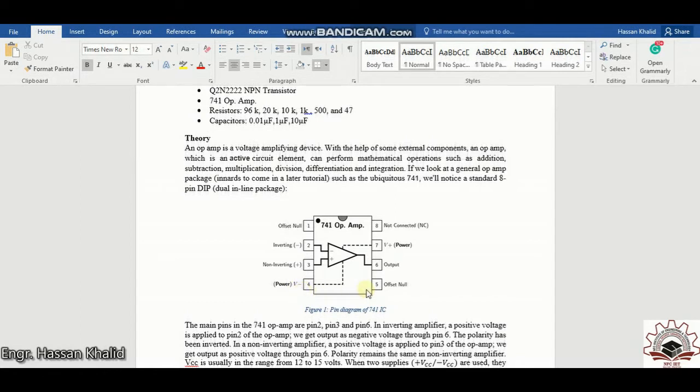If you want to give an offset in your input as well, you can use offset pin number 5 and offset pin number 1 for your 2 input pins, that is pin number 2 and pin number 3. Pin number 8 is normally not used. So let's start the schematic diagram, and we will build it using the LTSPICE simulation program.